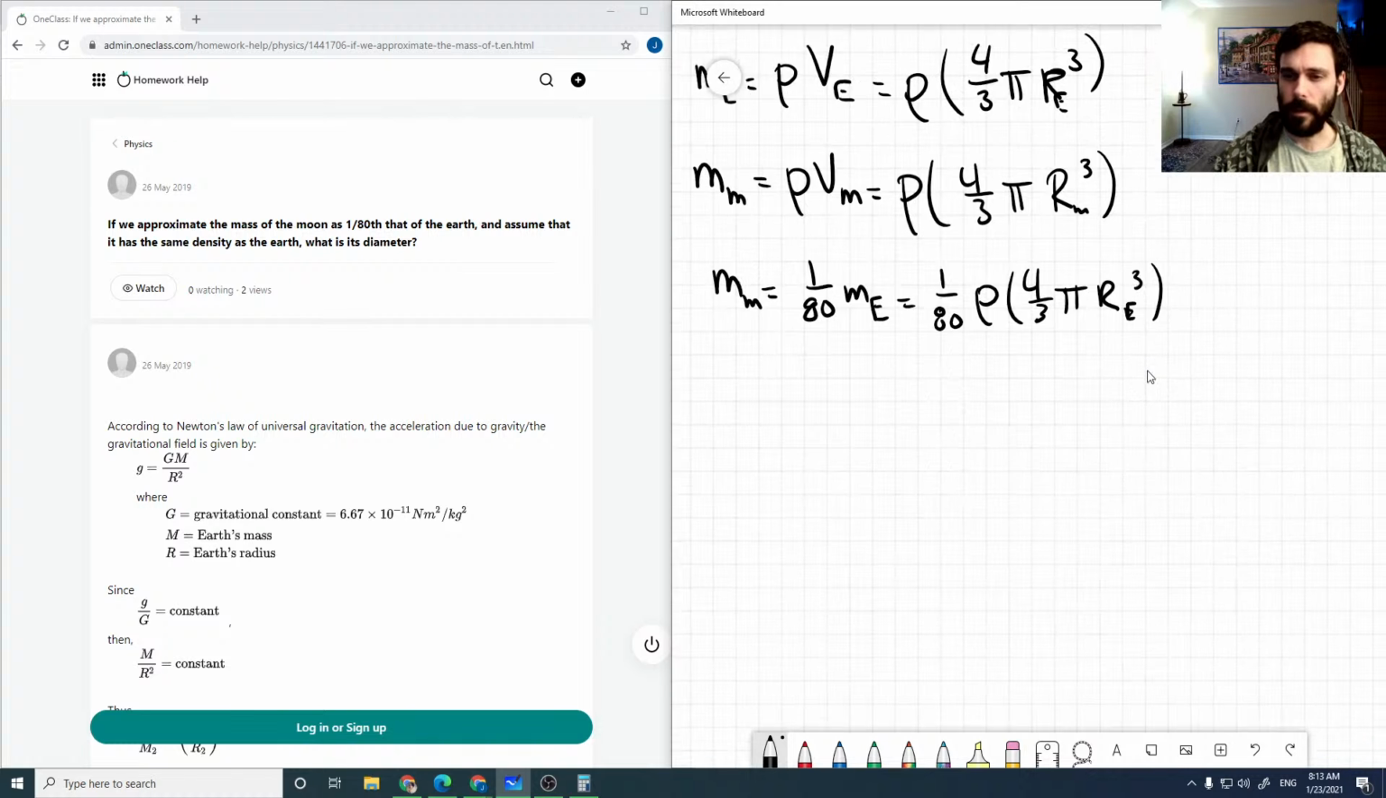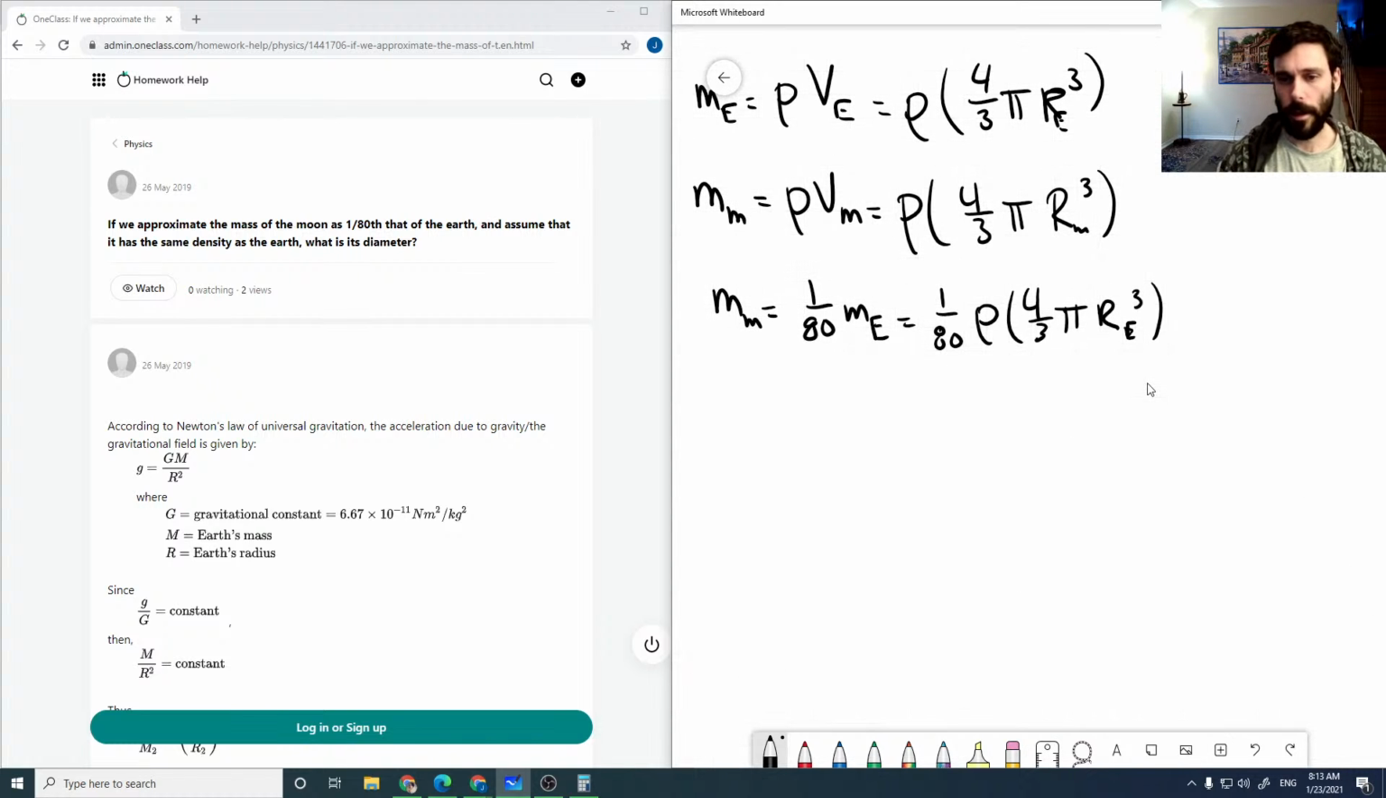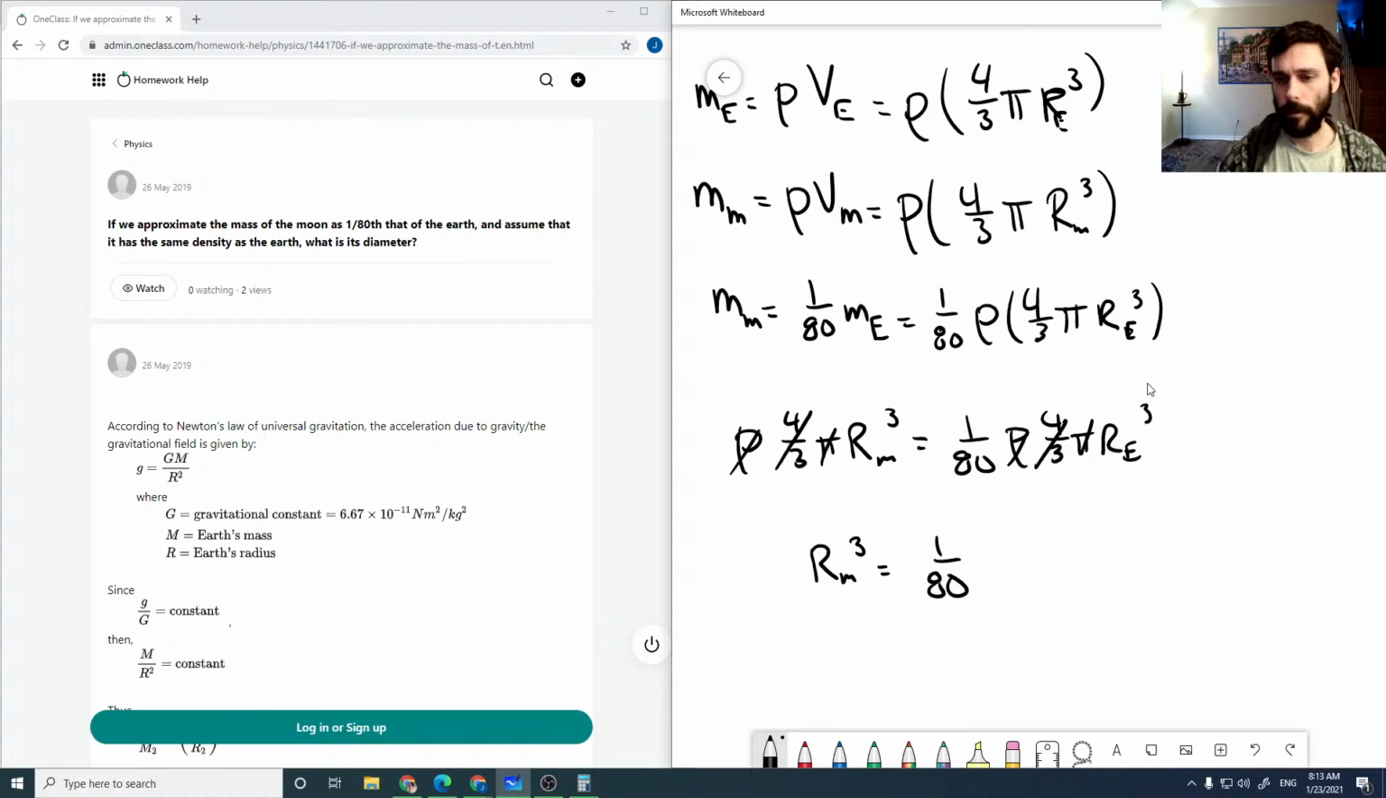So we can then equate these two to say that rho times 4/3 pi radius of the moon cubed is 1/80 rho 4/3 pi radius of the Earth cubed. So a bunch of these can be canceled if we assume the same density. Get rid of 4/3 pi. And so then the radius of the moon cubed is about 1/80th the radius of Earth cubed.